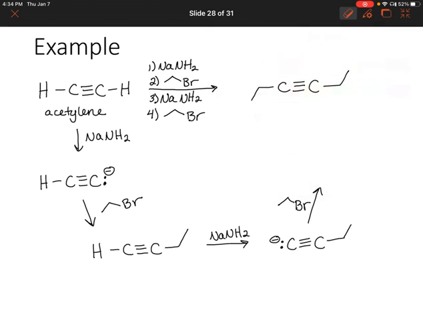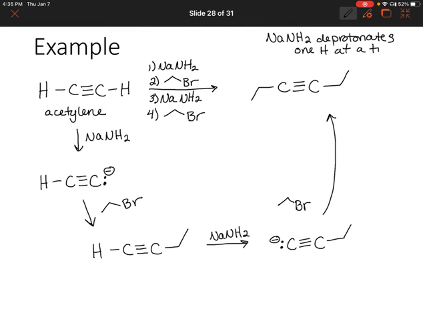I should make my arrow longer, I guess. Makes it look like I just kind of skipped ahead. Okay, so NaNH2, just as a note, deprotonates one hydrogen at a time.